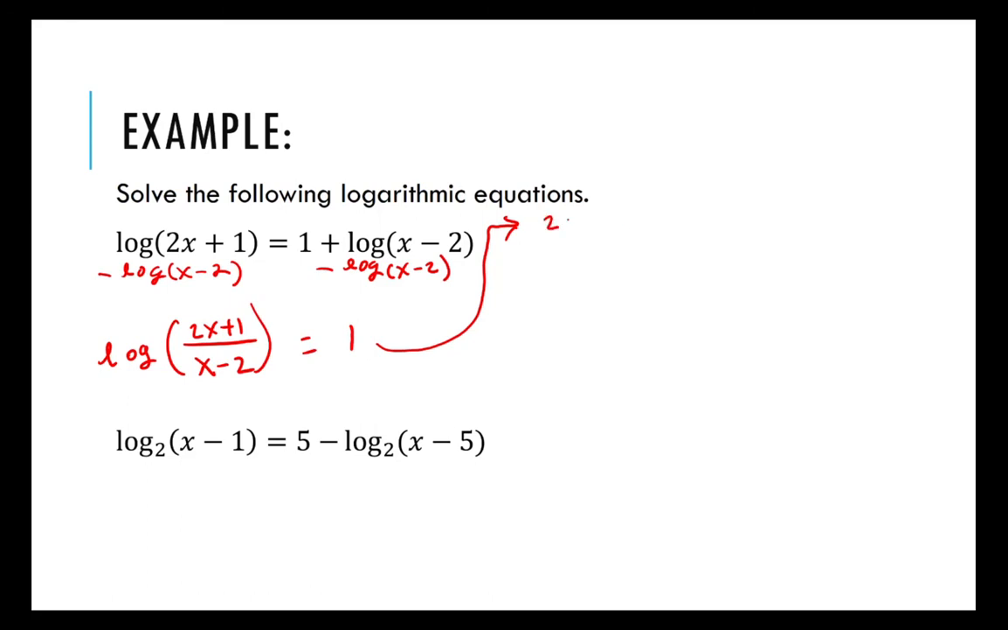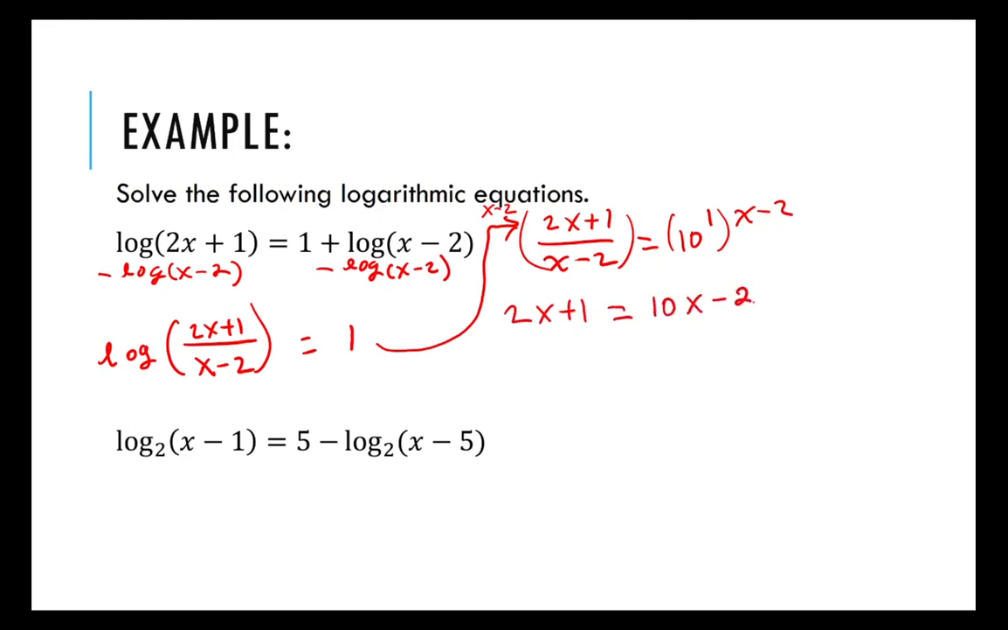That's going to be the argument, 2x plus 1 over x minus 2, is equal to the base 10 raised to the first power. Then I just have a rational expression that I need to solve. I'm going to multiply both sides by the LCD of x minus 2. Then I get that 2x plus 1 is equal to 10x minus 20. Then we just solve this, minus 2x, add 20, add 20. That's going to be 21 is equal to 8x, divide by 8, then this is x is equal to 21 over 8.